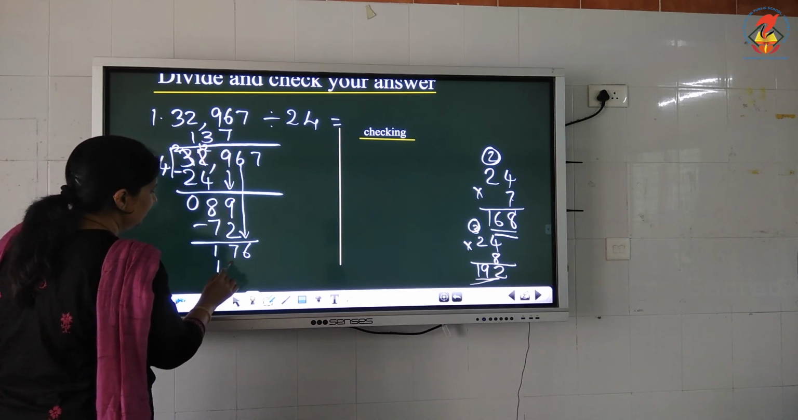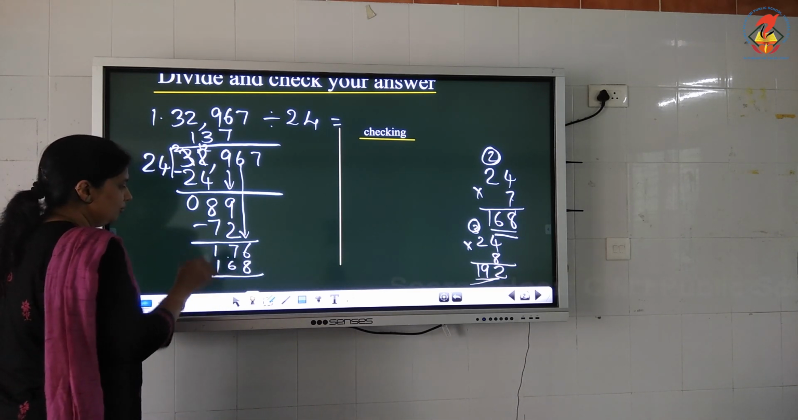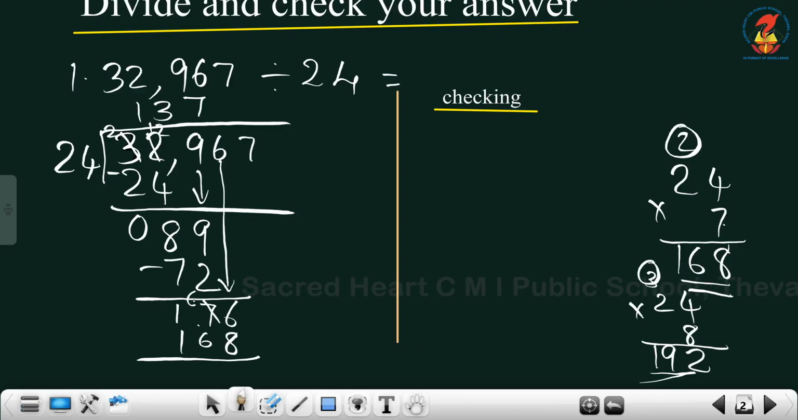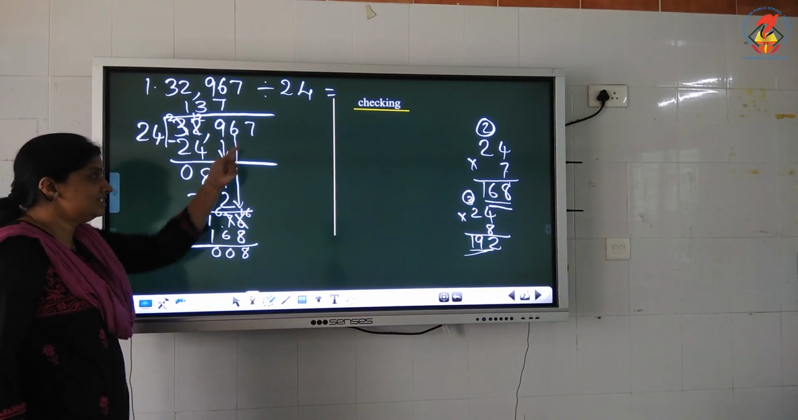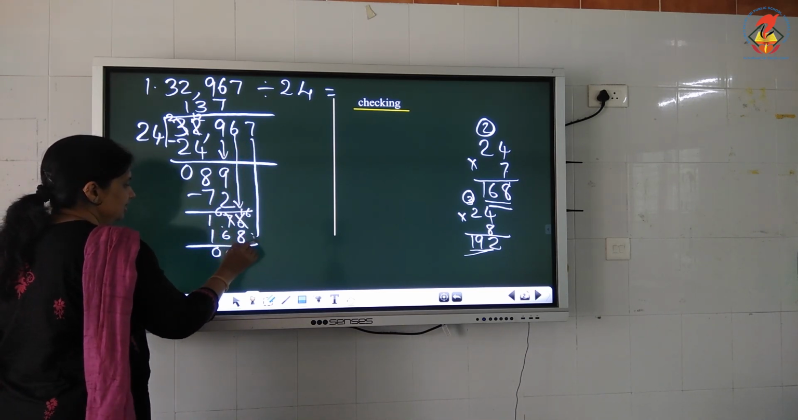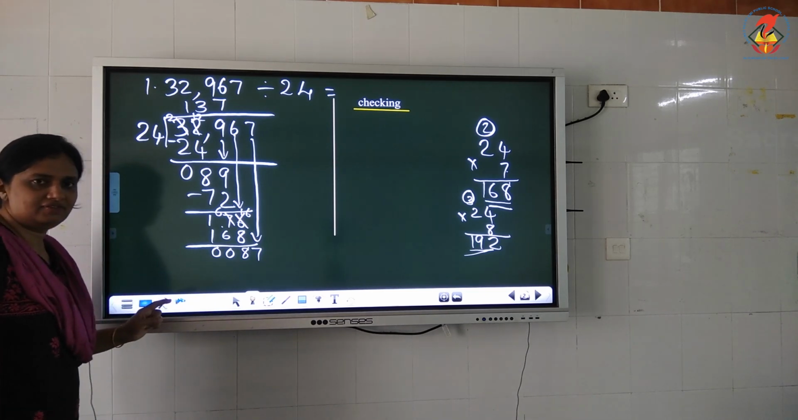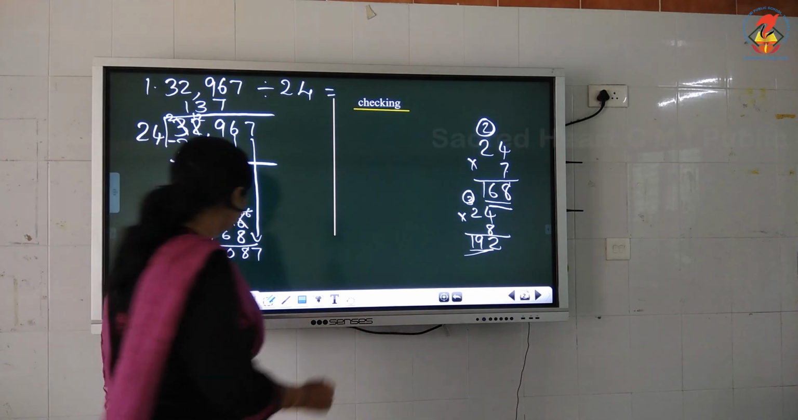24 into 7 equals 168. And 6 minus 8 is not possible. So I need to borrow 1 from here. It should become 6, and it will become 16. And here is 8. And one more thing, I need to take the next digit also down. Our division is not complete, right? The next digit is 7. It will become 87.